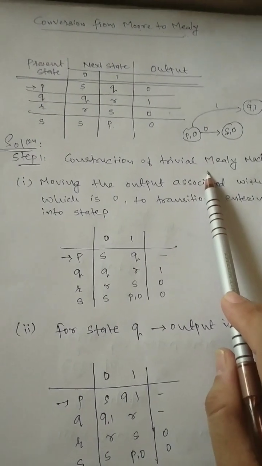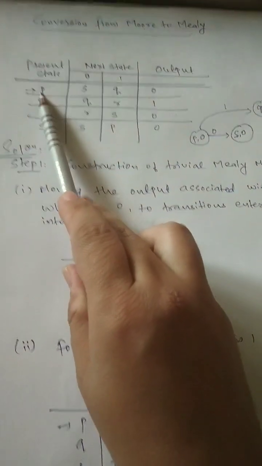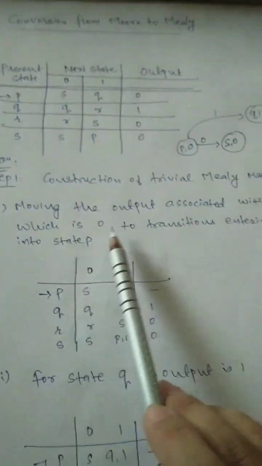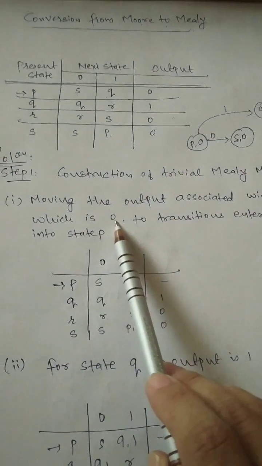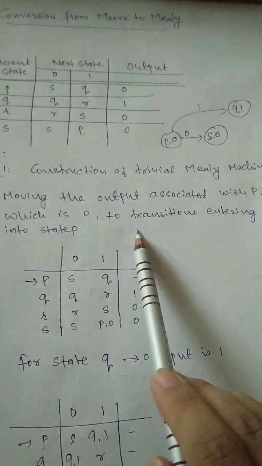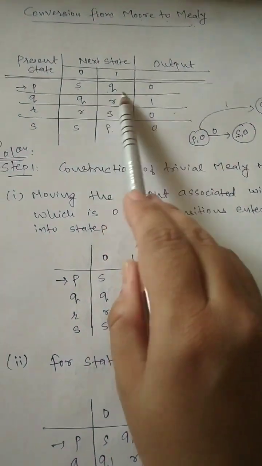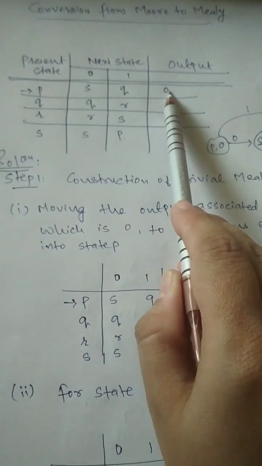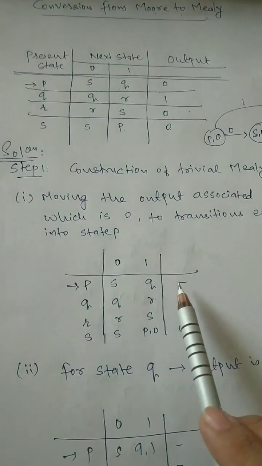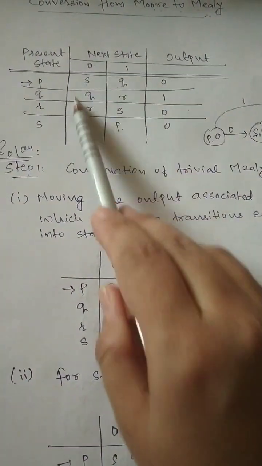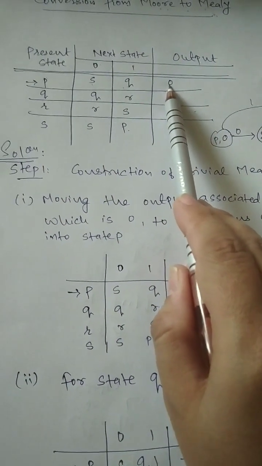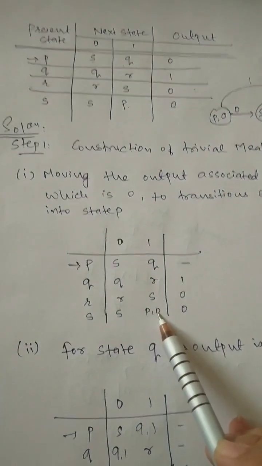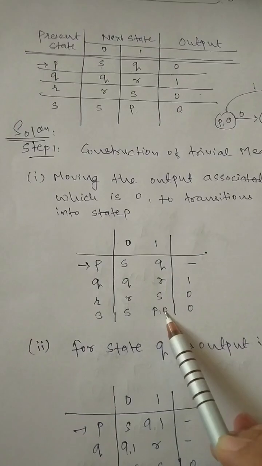So first of all, just an example, what you have to do, just take the first state, that is the state P. What is the output associated with that state? Here in our example, it is 0. That means moving the output associated with P, which is 0, to the transitions entering into the state P. That means wherever in the next state P will be there, we will just shift 0 with the P, and here we will use the null, that is the dash symbol. So in our table, wherever the next state P is used, we will use simultaneously the output with the state, that is 0. That means here P is used only one time, so with P we will associate the output, that is 0.